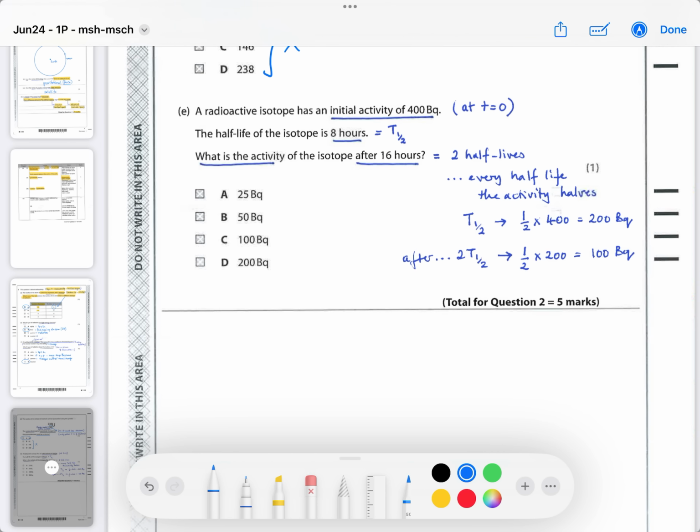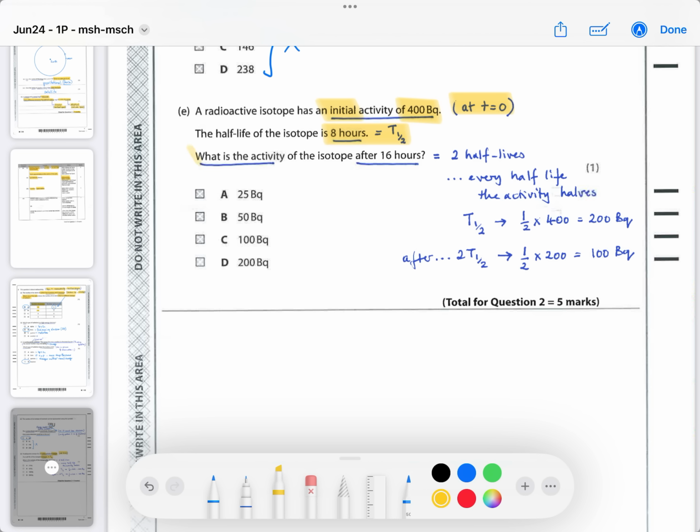Question part E. A radioactive isotope has an initial activity of 400 becquerels. That's how much radiation it gives out per second, 400 bits of radiation per second. So that's its initial activity, meaning when time was 0. The half-life is 8 hours. And that means every 8 hours it's going to halve. So from 400, it will go down to 200.